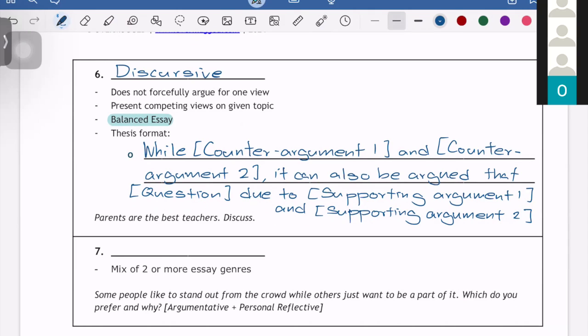So this is the differences between your argumentative, expository, and your discursive essays. These three are the essay types that students make up the most, so it's important for you to be able to identify them. However, there's also one last essay type, your hybrid essays.